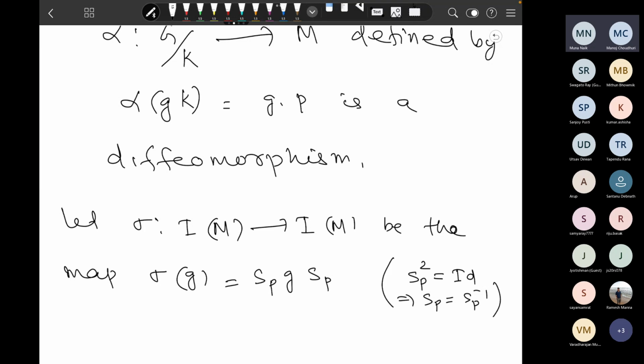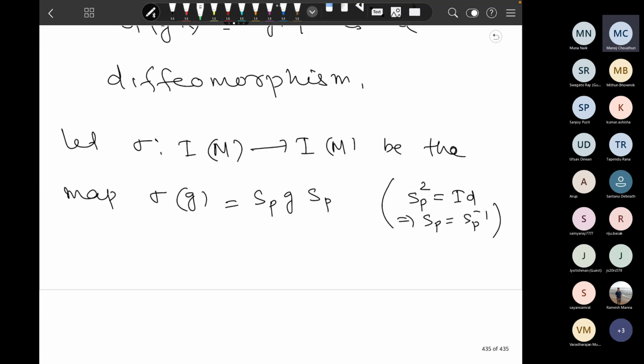And this is really a conjugation by s_p. Okay. And this is a group isomorphism, and this is really an inner automorphism. And since s_p squared is identity, therefore sigma squared is also identity. So what I'm saying is that sigma is an automorphism of the group I(M) because s_p is equal to s_p inverse. How do you get sigma squared to be identity?